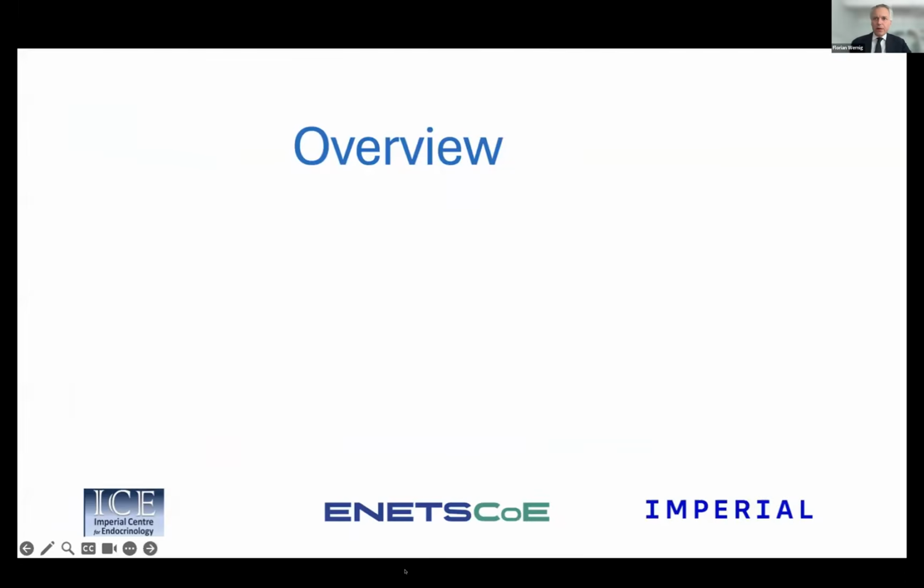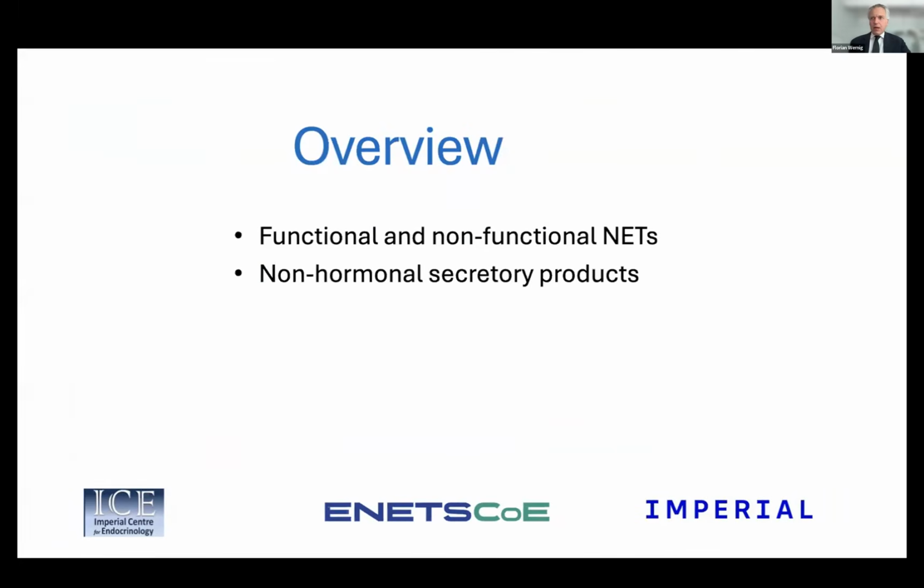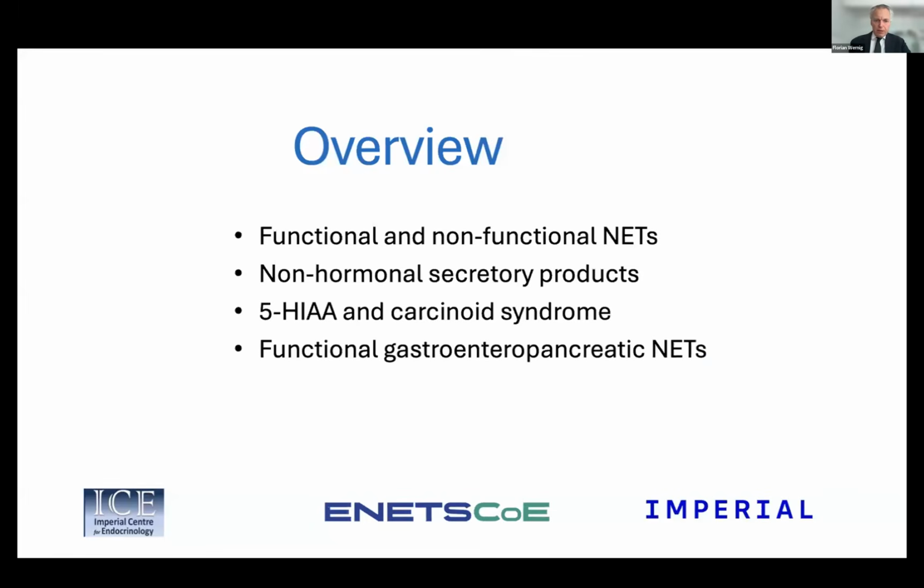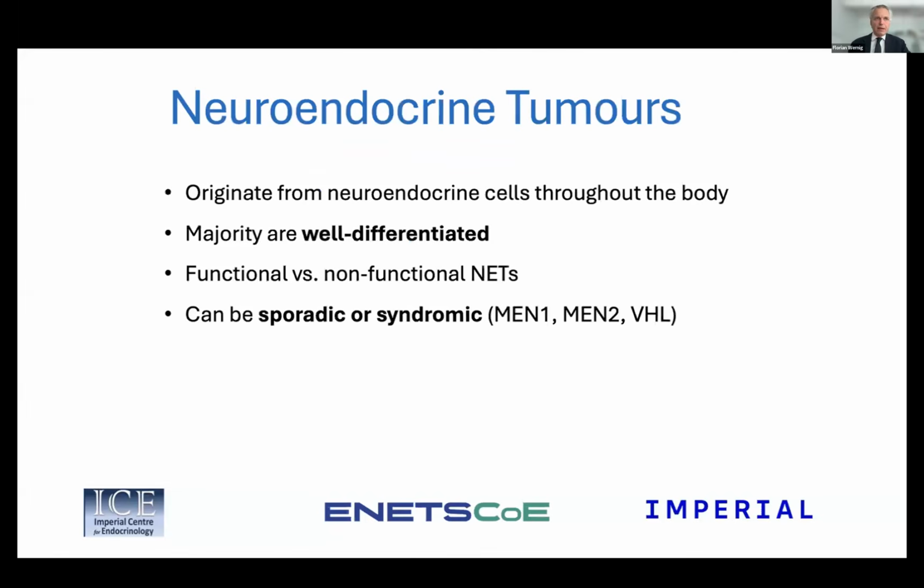Focusing on functional and non-functional neuroendocrine tumors, and the role of secretory biomarkers such as chromogranin A or 5-HIAA, and I will talk about carcinoid syndrome. Finally, I'm going to talk about some functional gastroenteropancreatic neuroendocrine tumors, and we'll be presenting some interesting cases from our neuroendocrine tumor clinic. So neuroendocrine tumors can originate from any neuroendocrine cells throughout the body.